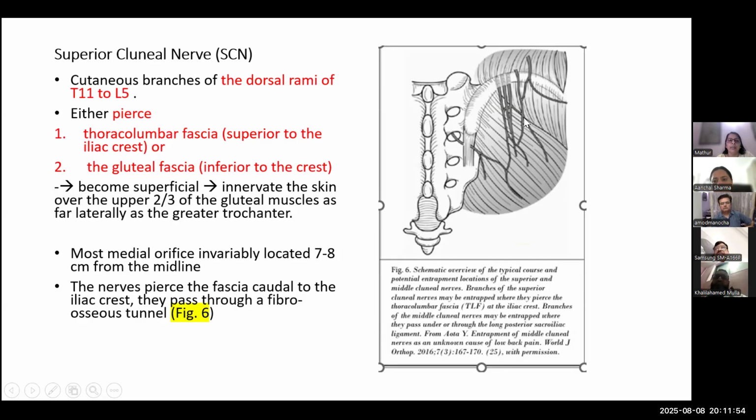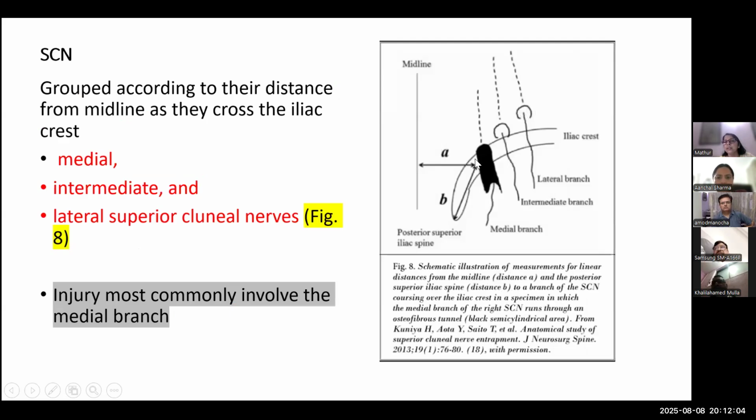the midline. And the nerves pierce the fascia caudal to the iliac crest, and they pass through a fibro-osseous tunnel that I'll show in the next diagram as well. So this is the fibro-osseous tunnel. So generally, whenever they're passing, they pass through a fibro-osseous tunnel.